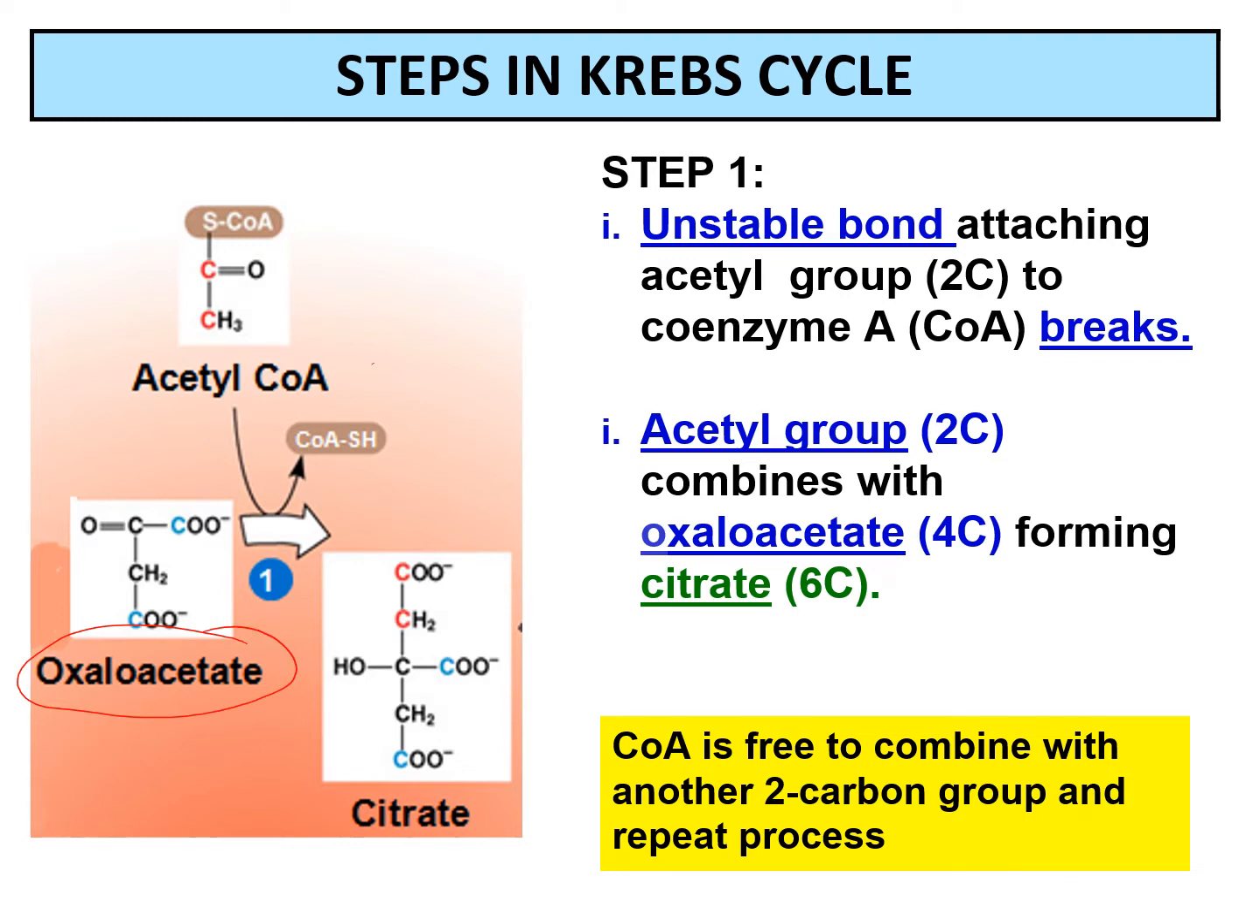Acetyl-CoA is a 2 carbon molecule, oxaloacetate is a 4 carbon molecule. So this binding of the 2 carbon molecule and 4 carbon molecule will yield citrate, a 6 carbon molecule. So the coenzyme A will be free to combine with other molecules in the matrix of mitochondria, either in the link reaction or in the next steps of Krebs cycle.